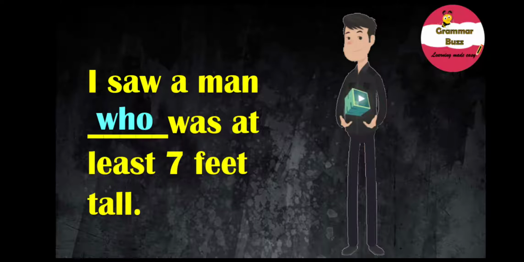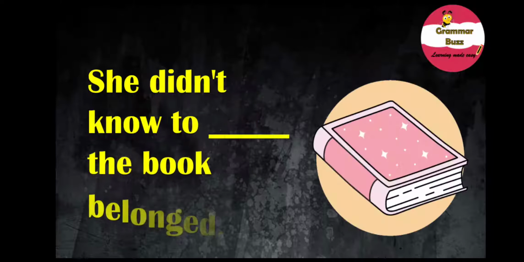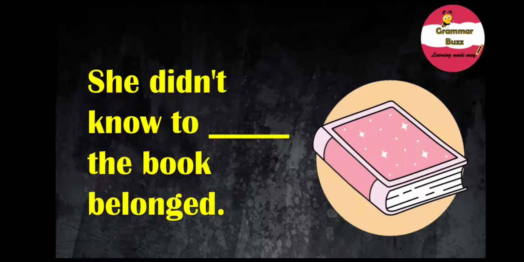And with that, we come to our last sentence. And that is, she didn't know to dash the book belonged. What about this one? And you are so very right. It is whom. She didn't know to whom the book belonged. Hey, you know what? You did a marvelous job.